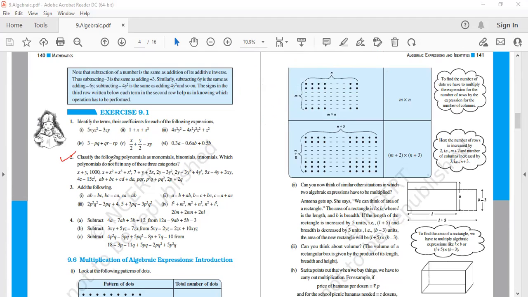Similarly, question number 2: classify the following polynomials as monomials, binomials, trinomials, and more. Which polynomials do not fit in any of these three categories? As we discussed in the previous class, monomials have one term, binomials have two terms, and trinomials have three terms.